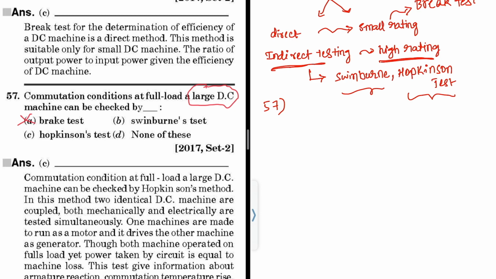The thing is, they said full load. Generally, the Swinburne test is for no load. And the Hopkinson test is for full load, and you can say at any load we can calculate the stray load losses. So the Hopkinson test is the right answer.